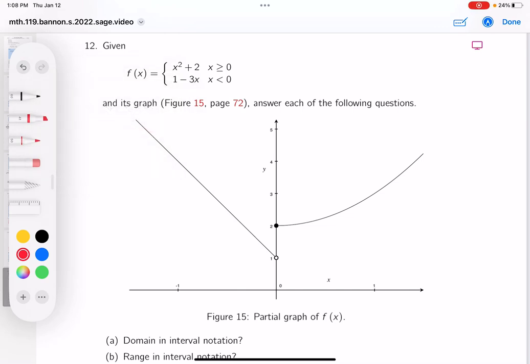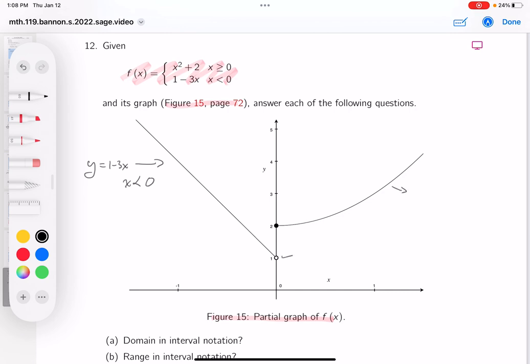Okay, so you're given this piecewise function right over here, and you're given its graph. Looking at it, I do know one of the graphs is going to be a line, and I'll indicate that over here. This is the line y equals 1 minus 3x, provided the x is less than 0. That's why there's an open circle here.